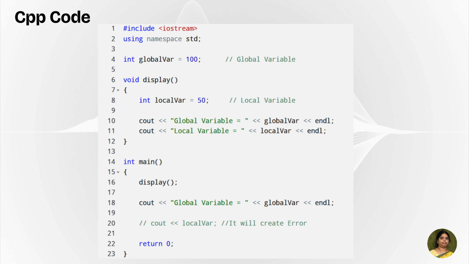Int main: program execution starts from the main function. The display function is called. It prints both the global and local variable. Main can also access the global variable, again because it is global. Line number 20 is commented out because if we remove the double slash and run it, the compiler will give an error like local_var was not declared in this scope. Because local_var was created inside display, it is not visible inside main. So this is the whole concept of global and local variables.